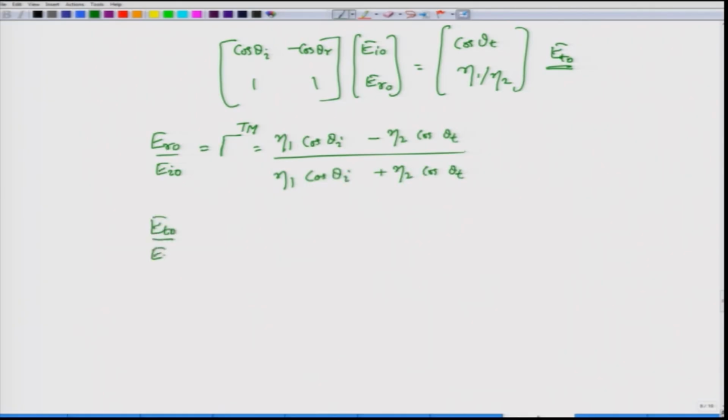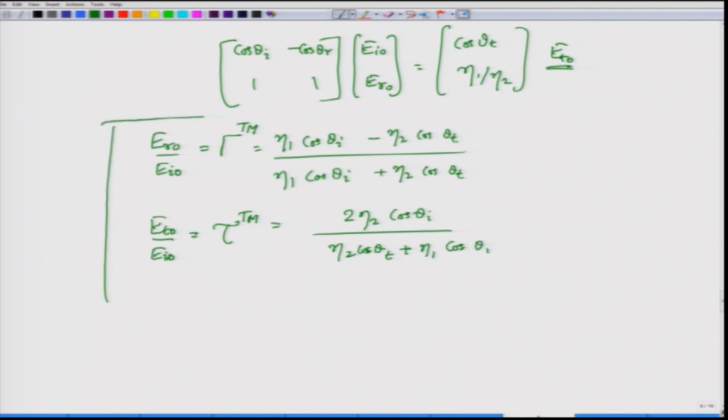Correspondingly, ET0 to EI0, which is the ratio of the transmitted electric field amplitude to the incident electric field amplitude, which we will call tau TM, will be given by 2 eta 2 cos theta I divided by eta 2 cos theta t plus eta 1 cos theta I. So, maybe a little confusing here, so let me rewrite this. Okay, so it is eta 2 cos theta t plus eta 1 cos theta I.